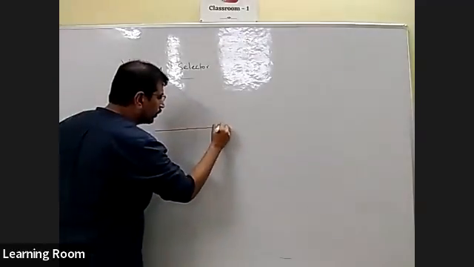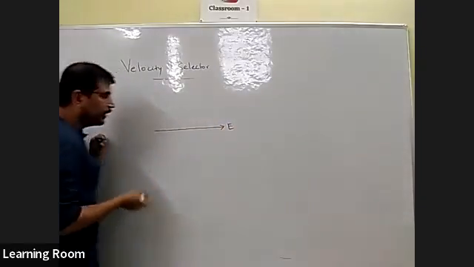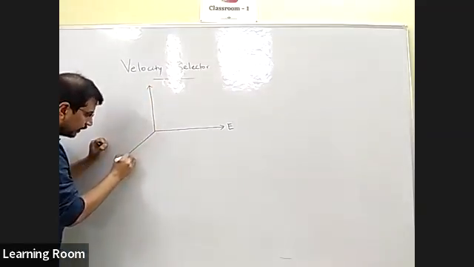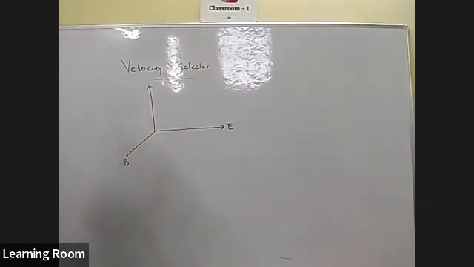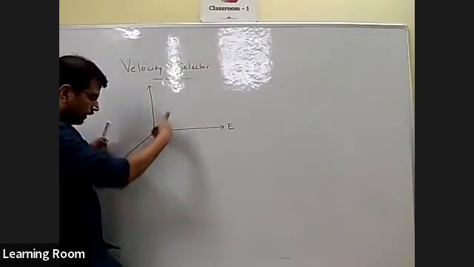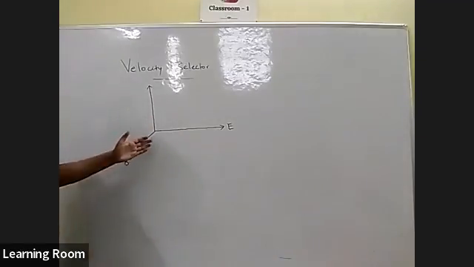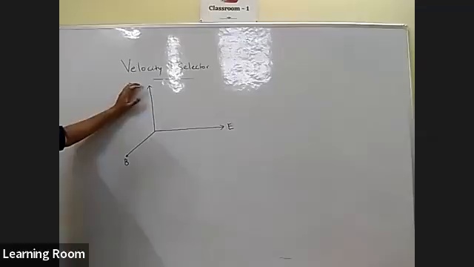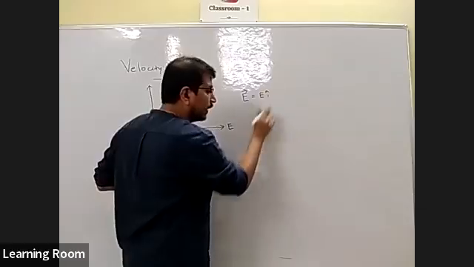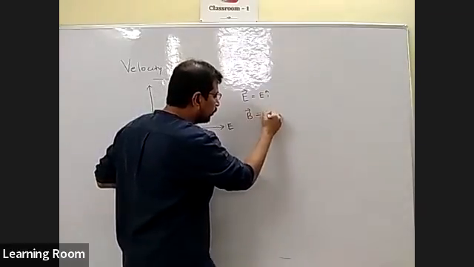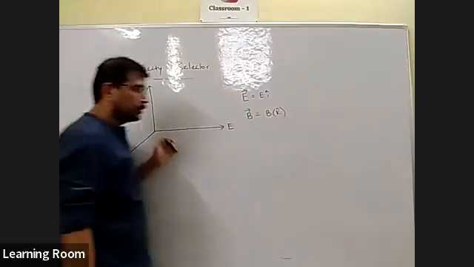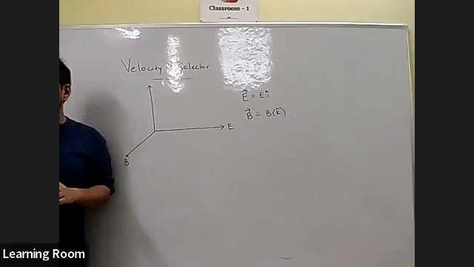Listen, if you have an electric field and a magnetic field, let's say they are perpendicular to each other. I repeat, you have an electric field and magnetic field perpendicular to each other, and you have the y-axis. If we say the electric field E vector is equal to E times I cap, and B vector is equal to minus B times K cap. Okay, this is the value.